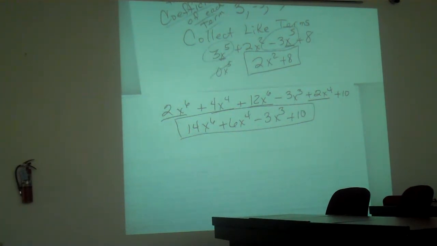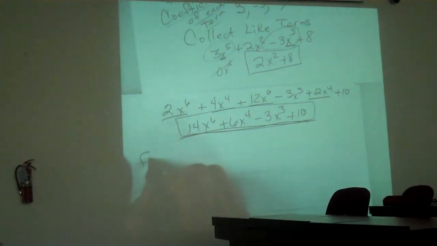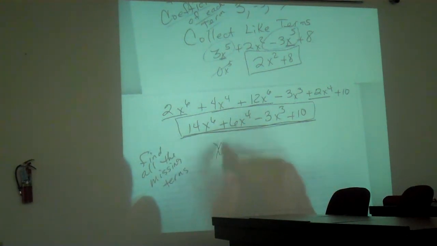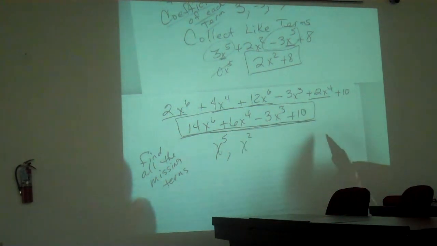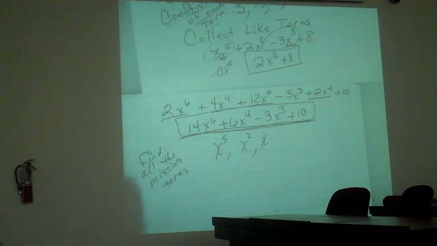Okay, the missing term, if you were going to write this, which exponents do we not have in this right here? If it gave you this right here, and it said to find all the missing terms. The x to the fifth term is missing. The x to the second is missing. The x to the 1, or just the x term, is missing. It has a 0, so that one's not missing. So the missing terms would be the ones that are not there.